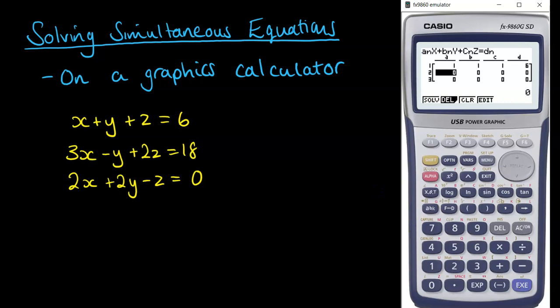Then in the next row down, the coefficients are 3, then -1, then 2, and 18, and then 2, 2, -1, and 0. Those were pretty straightforward to put in because our equations were already in the format required by the calculator. Now that we've put those in, we can tell the calculator to solve it by pressing F1. And we get that x is 3, y is -1, and z is 4.